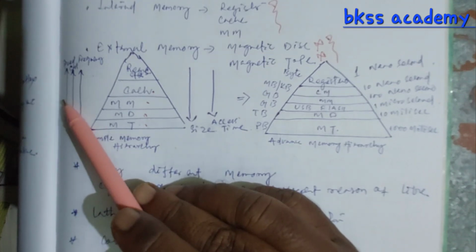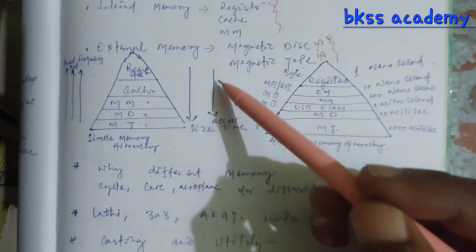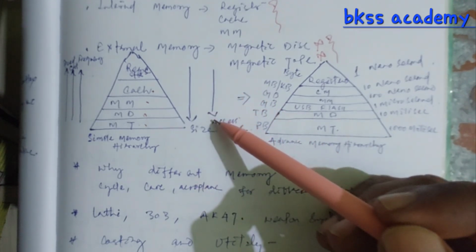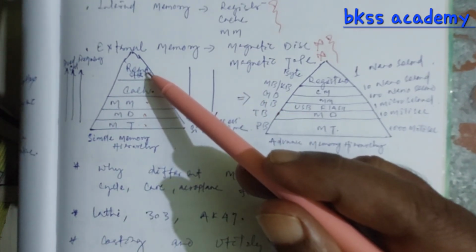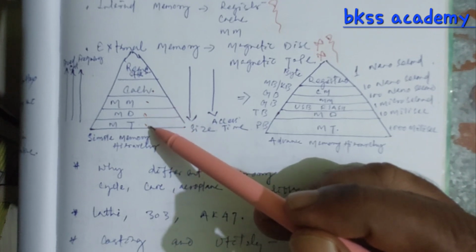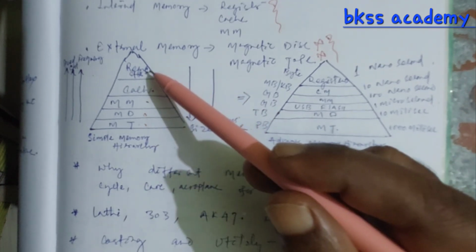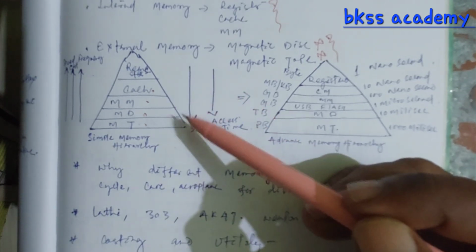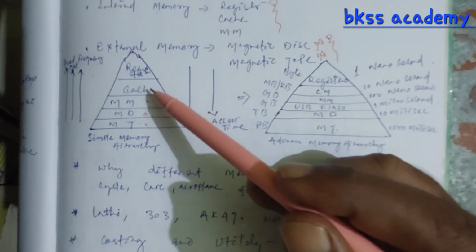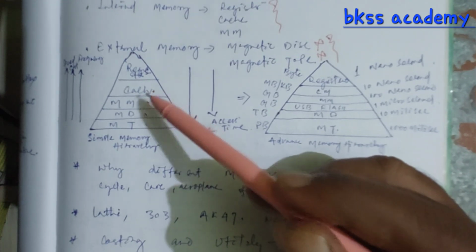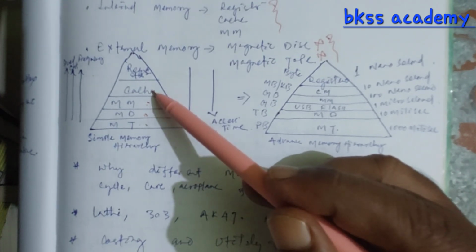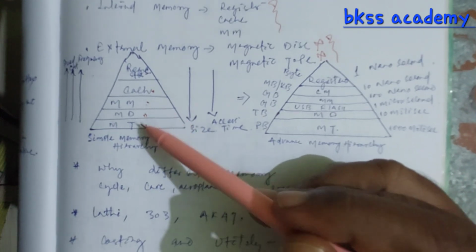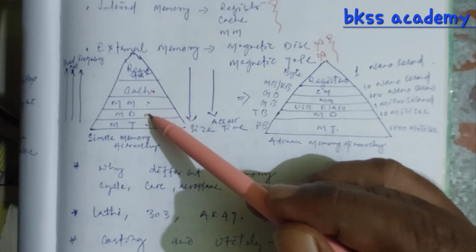These arrow forms are telling the access time. Access time increases when we go in this direction. Size increases from register to magnetic tape. Register size is the smallest, cache memory is greater than register, main memory is greater than cache memory, magnetic disk size is greater than main memory, and magnetic tape size is greater than magnetic disk.